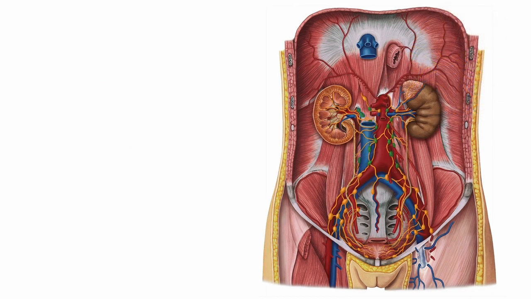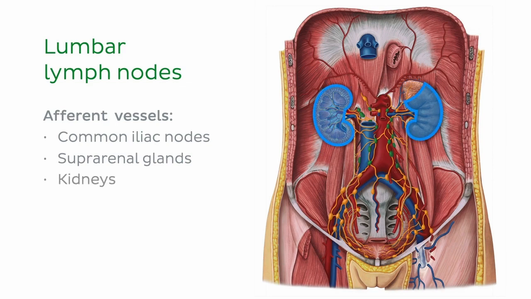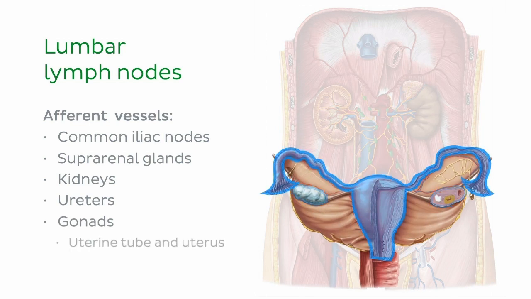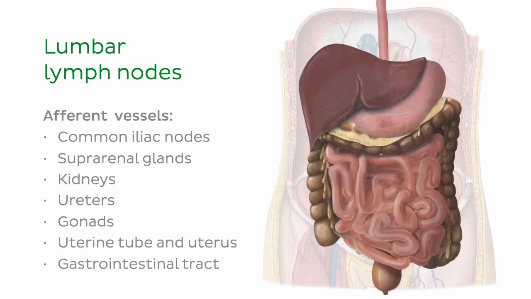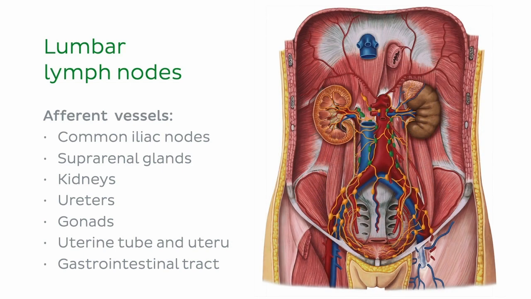Now that we have mentioned all the different members of the lumbar lymph nodes, we can finally talk about their afferent and efferent lymphatic vessels. The afferent vessels going towards the lumbar lymph nodes are many and carry all lymph received by the common iliac nodes, in addition to others which drain the suprarenal glands, the kidneys, and abdominal part of the ureters, gonads, uterine tube, and the upper part of the uterus. In addition, they can also receive lymph drained from the gastrointestinal tract, but that's a story for another tutorial. All in all, you can see that these are a pretty important group of lymph nodes.